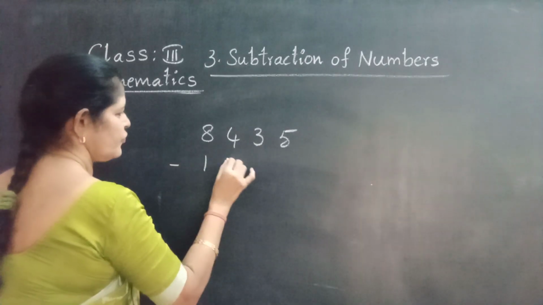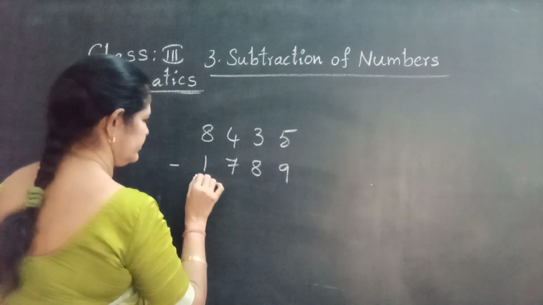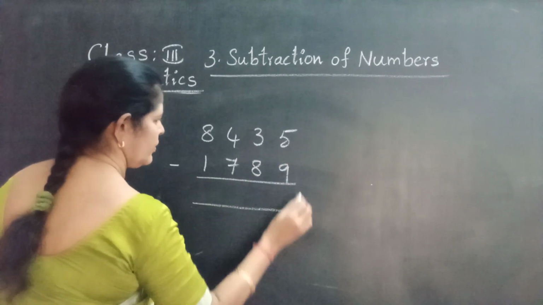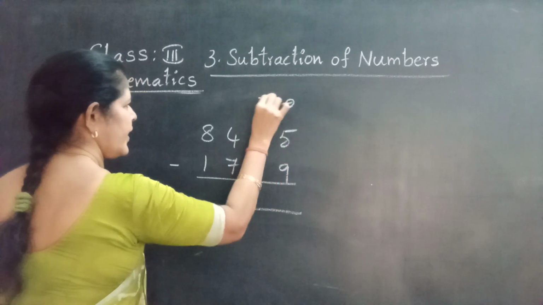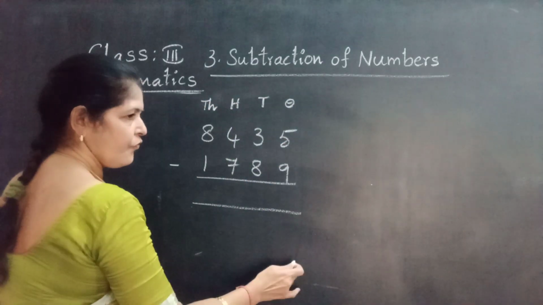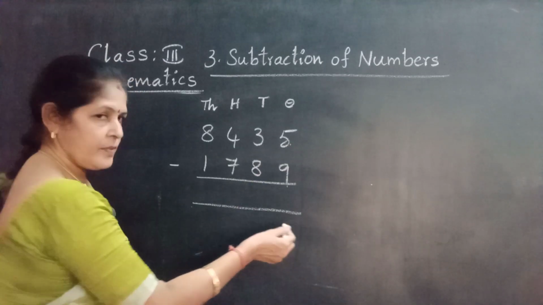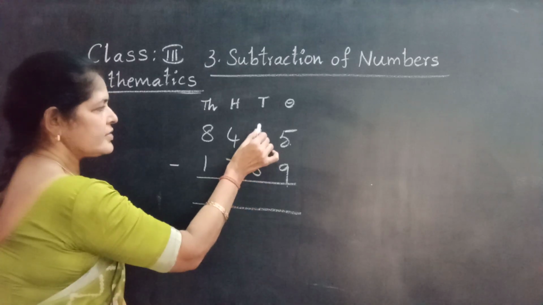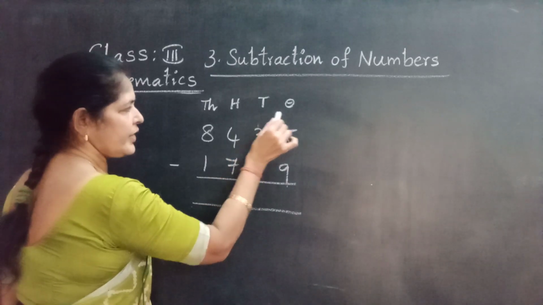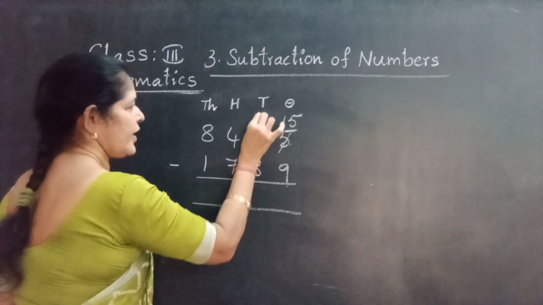8,435 minus 1,789. Ones, tens, hundreds, thousands. Start from ones. 5 is less than 9. Subtraction is not possible. Borrowing concept. One number moving from tens to ones. 5 becomes 15. 3 becomes 2.